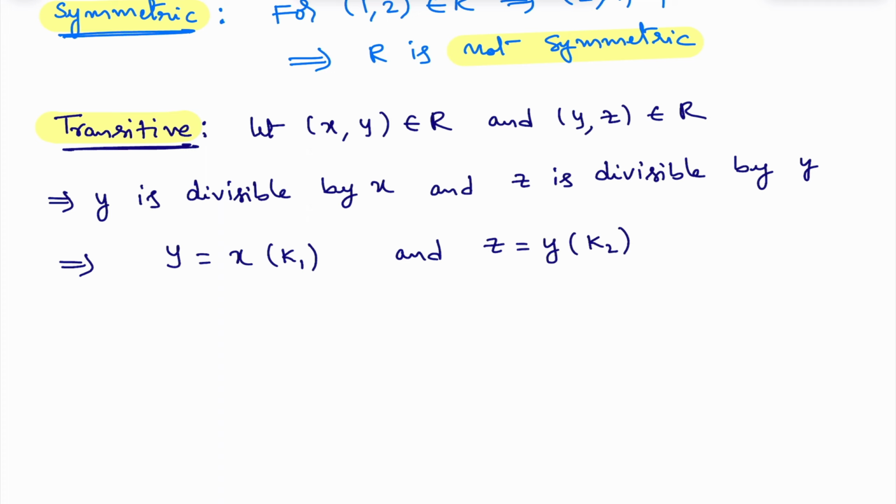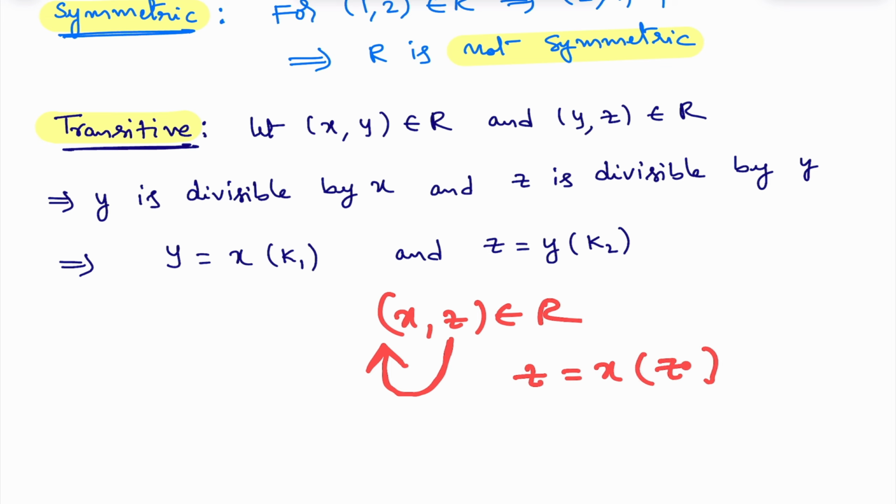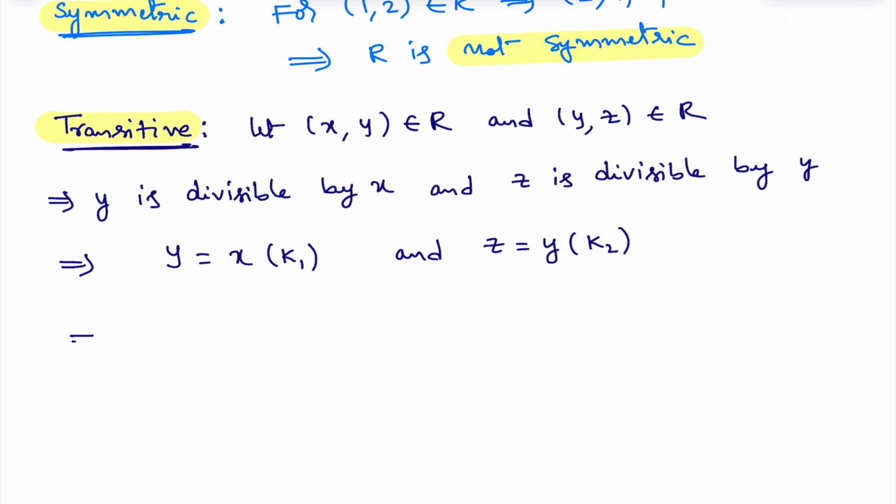Now what I need to look at is whether x comma z is in the relation or not. When can I say x comma z is in the relation? When z is divisible by x. And z is divisible by x if z can be written as a multiple of x into some integer. So first I'll write z is equal to, what is z? z is y into k2.